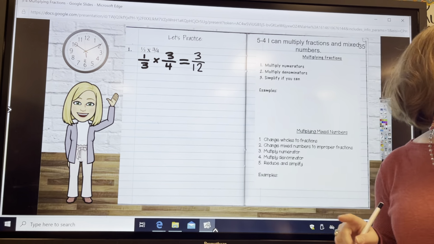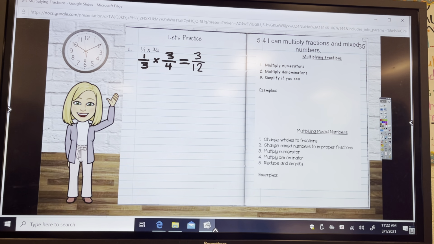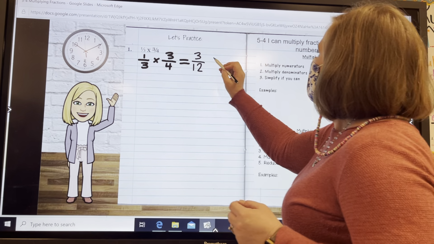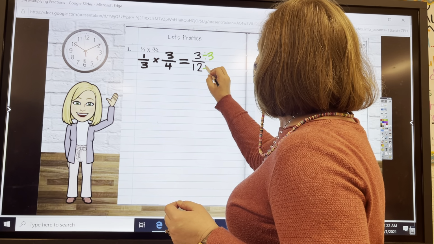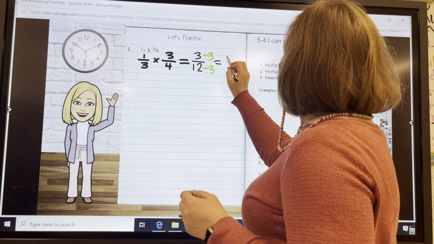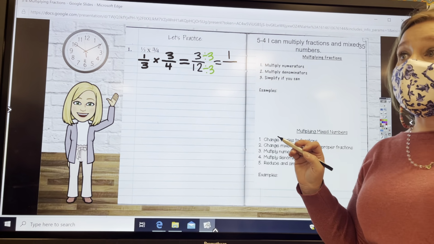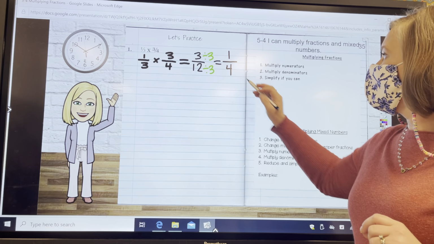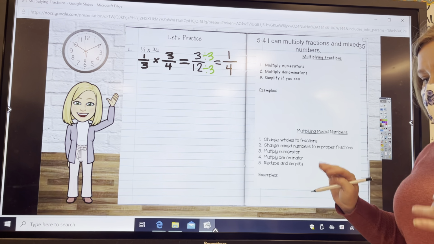Now can I leave it as 3/12? No. What can I divide 3 and 12 by? 3. 3 divided by 3 is 1. 12 divided by 3 is 4. Now, I want you to put your pencils down.